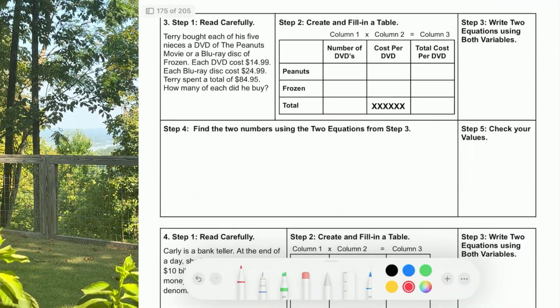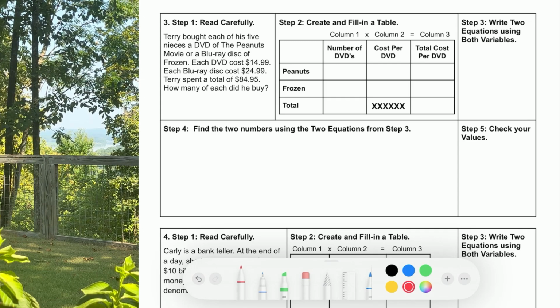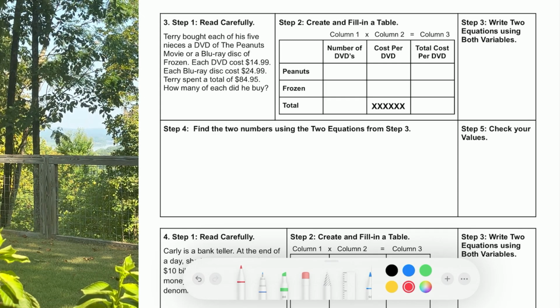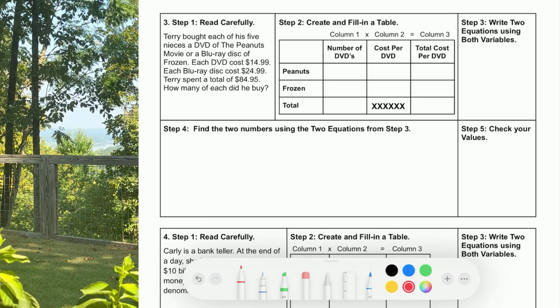All right, problem 3. Terry bought each of his 5 nieces a DVD of the Peanuts movie or a Blu-ray disc of Frozen. Each DVD cost $14.99. Each Blu-ray disc cost $24.99. Terry spent a total of $84.95. How many of each did he buy?